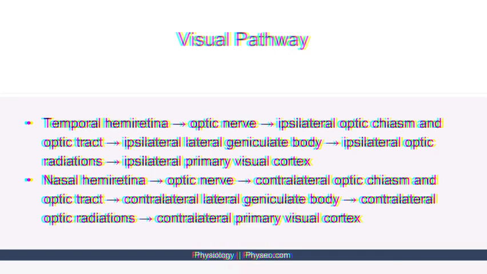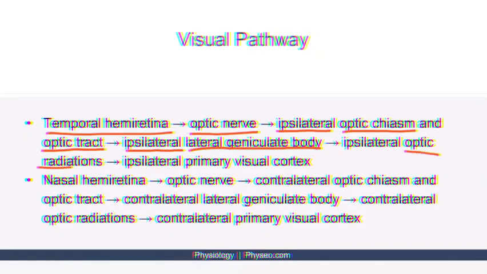So starting with the temporal hemiretina, which is the lateral halves of each retina in each eye. It goes from the temporal hemiretina, the optic nerve, and then it goes through the optic chiasm. And anything temporal stays ipsilateral, it does not decussate. And then after it goes to the chiasm, it goes to the optic tract. Again, staying ipsilateral, it finally goes to the lateral geniculate body. And then from there, the fibers go through the optic radiations, including the dorsal optic radiations, as well as the Meyer's loop, which is also called the lateral optic radiations. And then goes to the primary visual cortex in the occipital lobe.